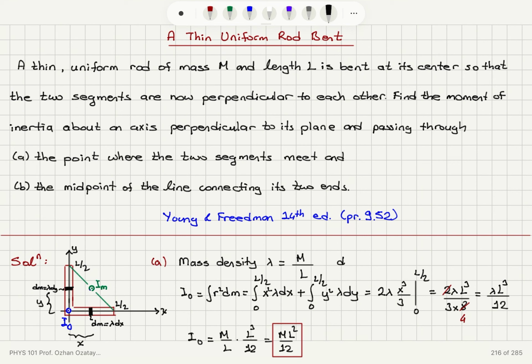So dm is lambda dx, or dm is lambda dy for these two segments. So it's the same integral we're performing twice. So it's 2 lambda x cube over 3, from 0 to L over 2. We obtain our answer to part A by substituting lambda equals m over L: ml squared over 12.